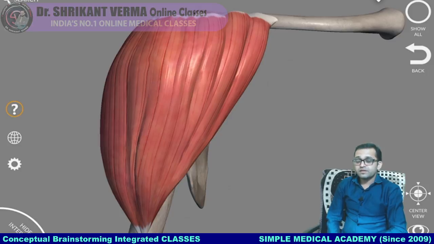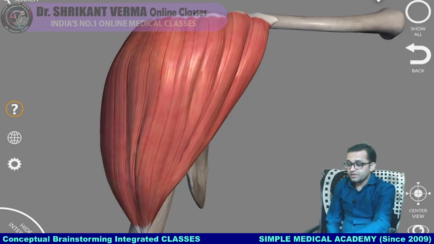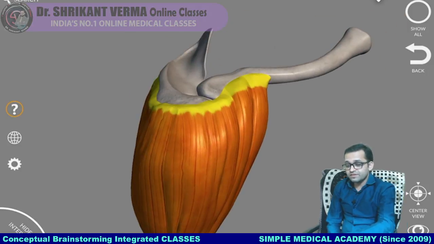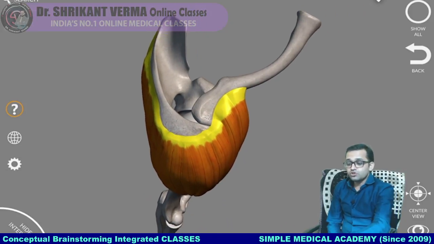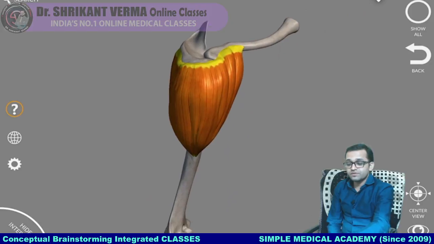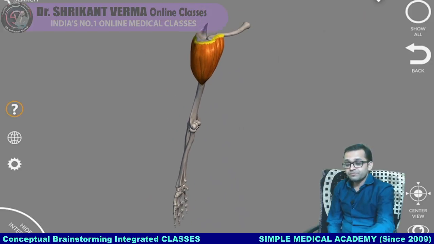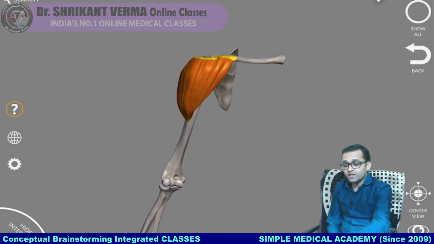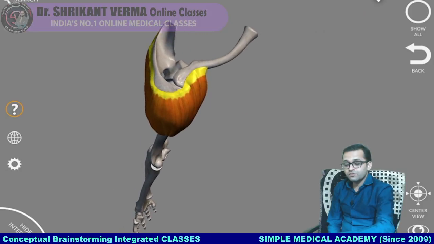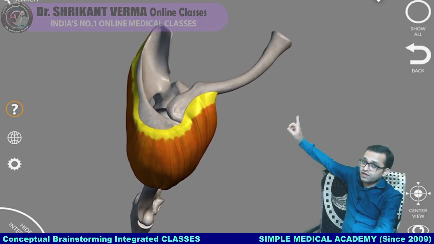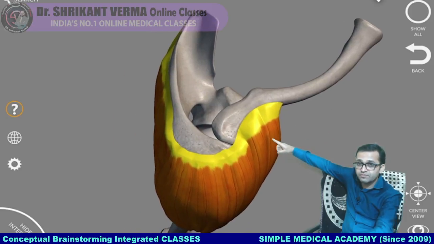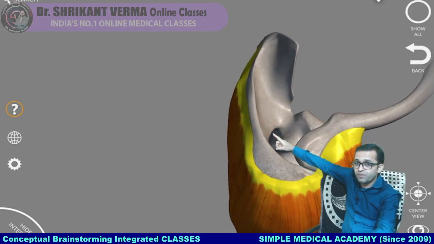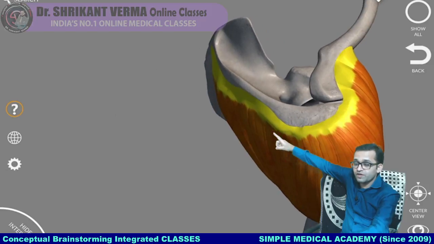Now try to understand, this deltoid muscle has three types of fibers. You are looking from above. This is our upper limb. We are visualizing our deltoid muscle from above. The clavicle side is the anterior fiber. Towards the spine of the scapula, this is the posterior fiber.